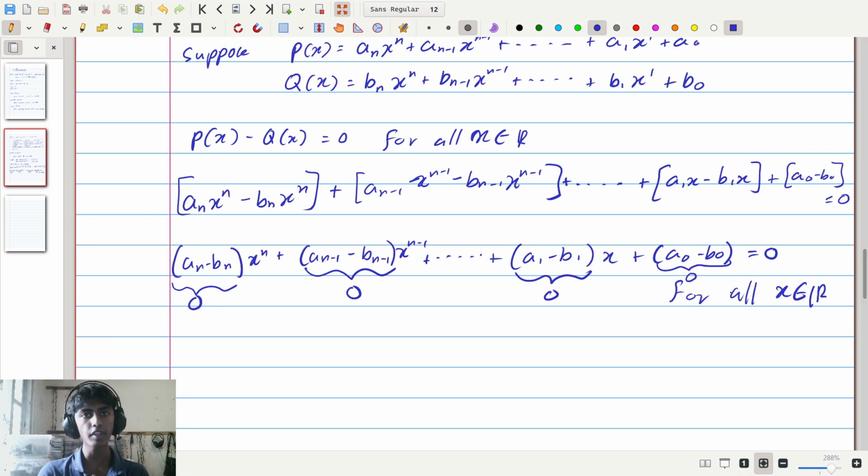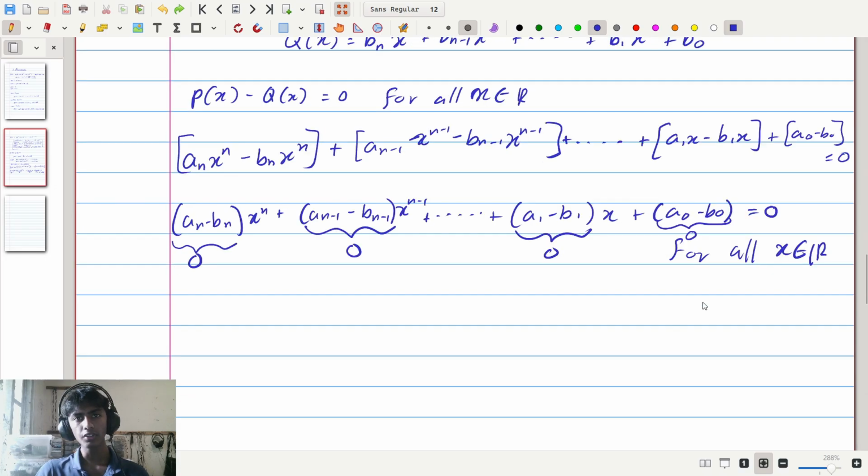Because if any one of them is not equal to 0, then the one of them that has the highest power of n will be exploding to infinity as x goes to infinity, which should be the case because x is a real number. So as x goes to positive infinity, if even one of these pairs of coefficients is not equal to 0, then the value of p(x) minus q(x) would go to some infinity, either positive infinity or negative infinity, we don't know, but it will go to some infinity. The only way that is equal to 0 is if every single pair of these coefficients is equal to 0.